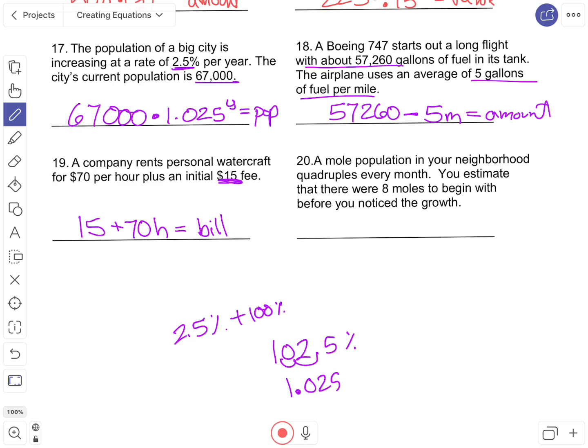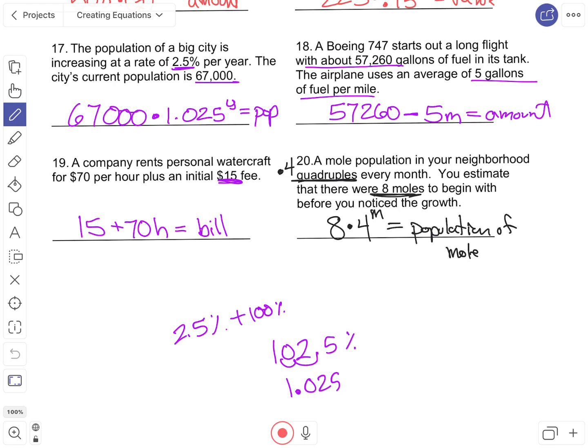Okay, finally, last one. A mole population in your neighborhood quadruples every month. Quadruples meaning timesing by 4. So there's our growth. You estimate that there were 8 moles to begin with before you notice the growth. So we started out with 8. We're timesing by 4 every month. So that's our exponent, and that's going to give us our population of moles.